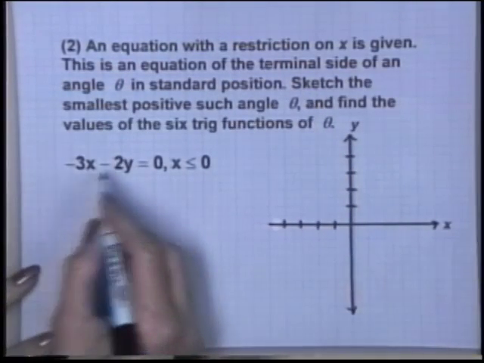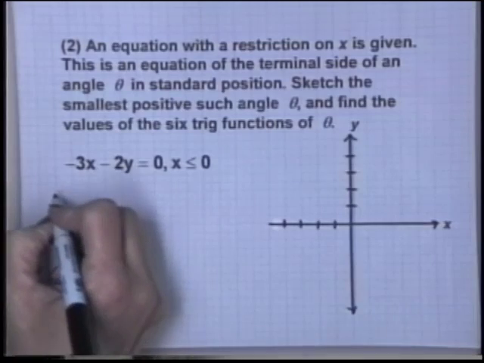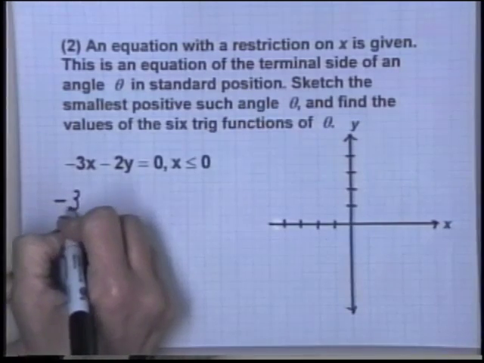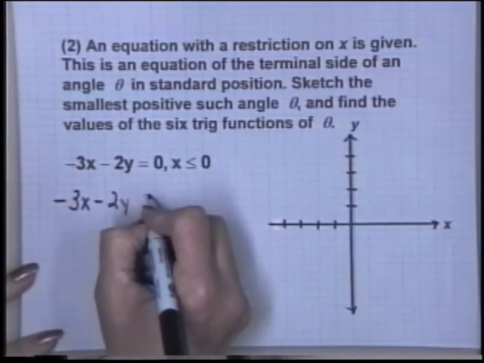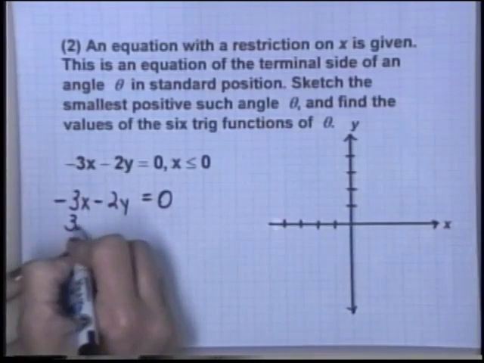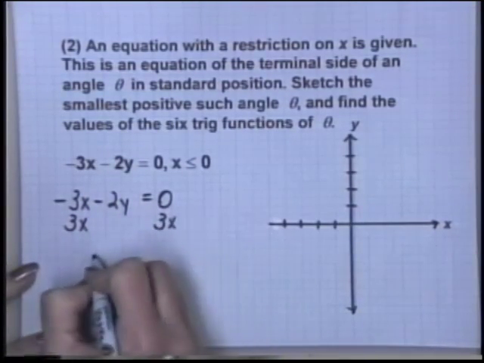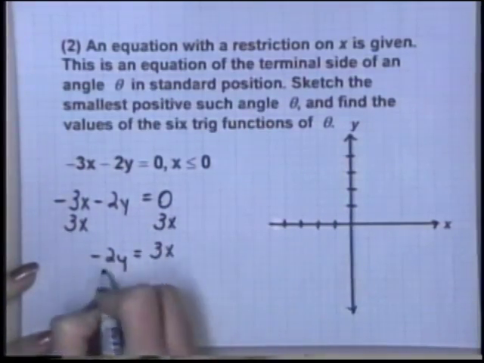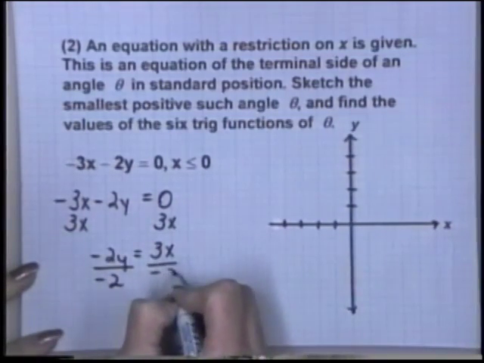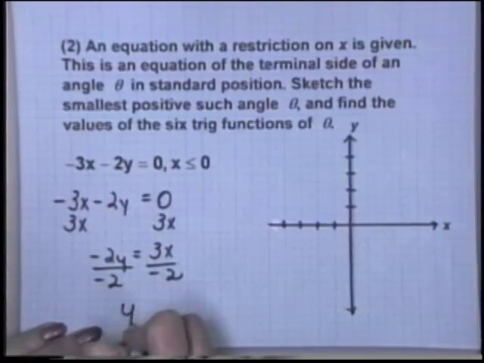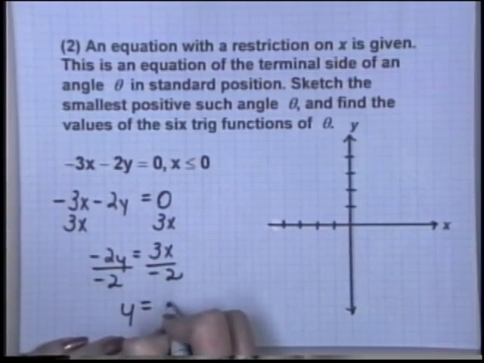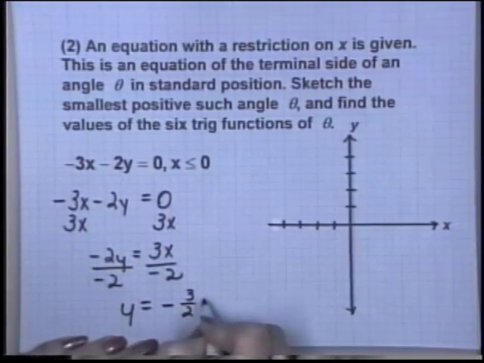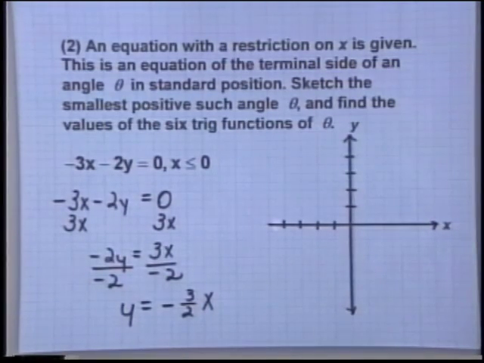So what I'm going to do to sketch this equation, I'm going to solve for y. Let's take this. By adding 3x to both sides, I'll get negative 2y equals 3x, and then I'm going to divide both sides by -2. So I get this equation in y equals, and a positive divided by a negative is a negative 3/2 x. So I've got that in slope-intercept.